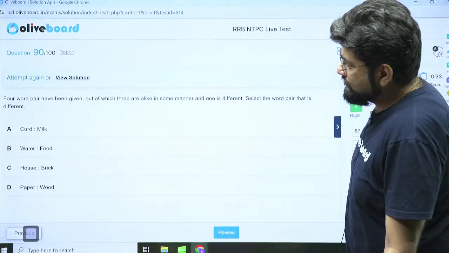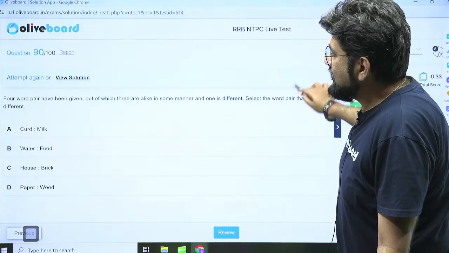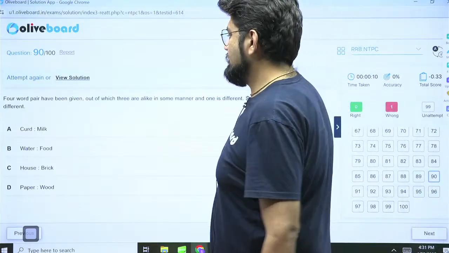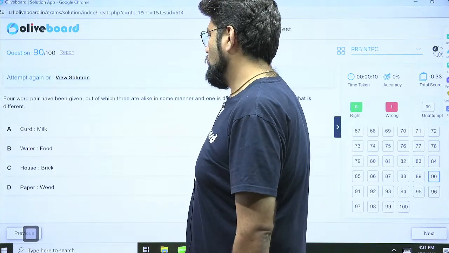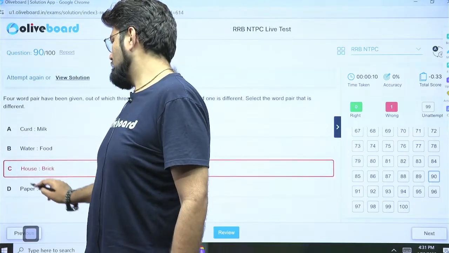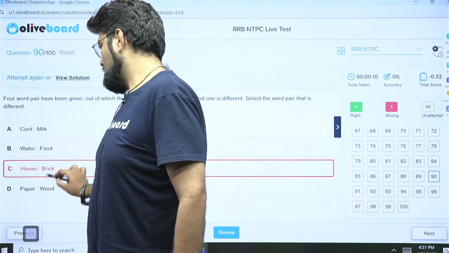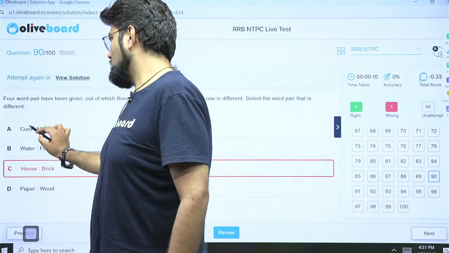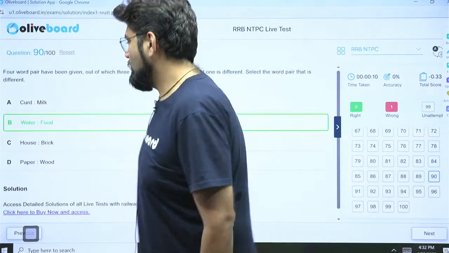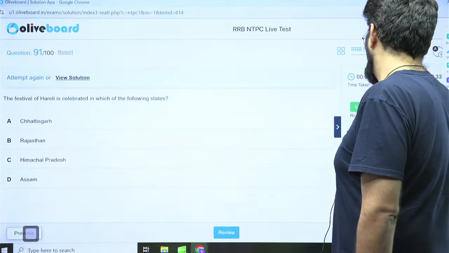90. Three are alike, one is different. Curd, milk, water, food, house, brick, paper, wood. I'm sorry, this is what I'm trying to say: a house is made up of brick, paper is made up of wood, and curd is made from milk. Water is not made from food. So option B is the right answer.